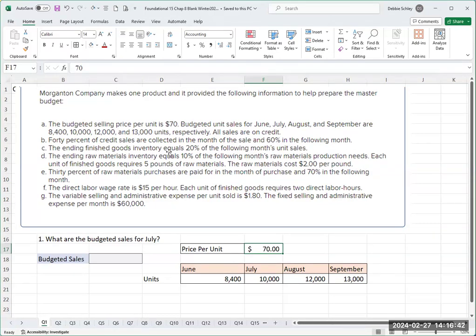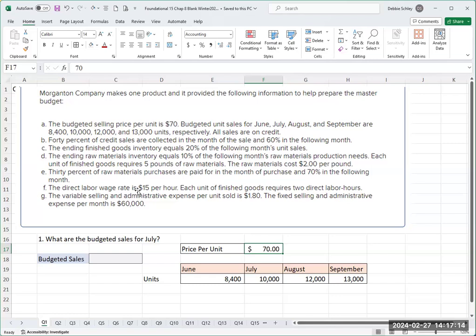The ending finished goods inventory equals 20% of the following month's unit sales. The ending raw materials inventory equals 10% of the following month's raw materials production needs. Each unit of finished goods requires 5 pounds of raw materials. The raw materials cost is $2 per pound. 30% of raw materials purchases are paid for in the month of the purchase and 70% the following month. So that E is referring to accounts payable.